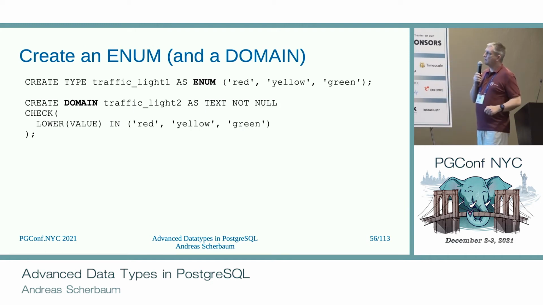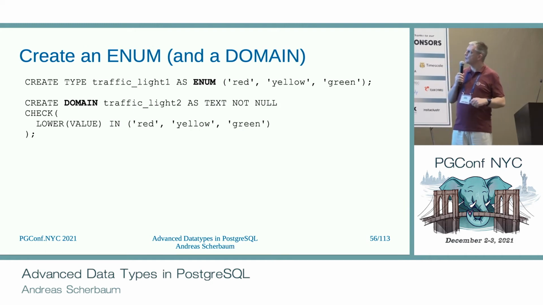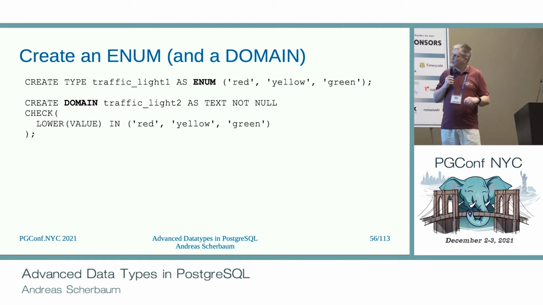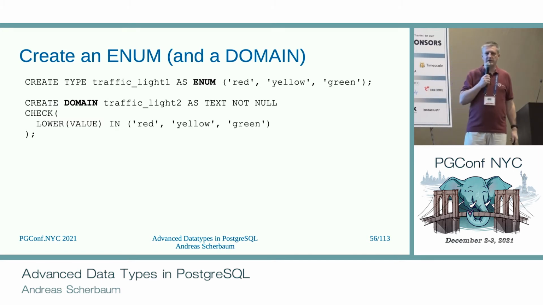Simple example, I have a data type called traffic lights. I want to store some red, yellow, greens here. I'm using this one as an example for enum and domain. And you see my enum here has lowercase red, yellow, green. And my domain type is actually using lower value in. So I can use uppercase, lowercase, mixed case, whatever, as input values.